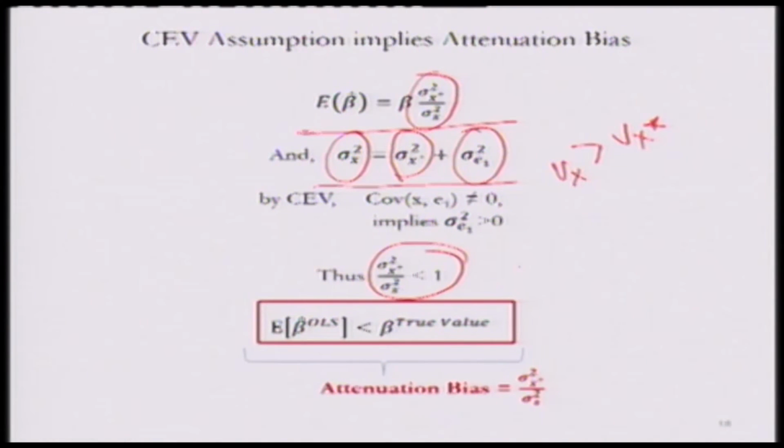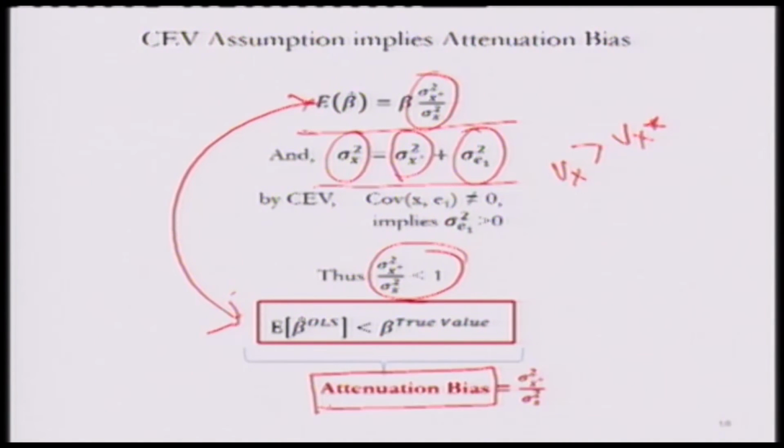What this does is very important, because we can pinpoint that this bias term is going to be less than 1. What we can say is that the expectation of beta hat OLS, which is going back to this step over here, is less than the true value of beta, because the bias is less than 1, what you are multiplying beta by. And this is called the attenuation bias, the classic attenuation bias, which is equal to the ratio of the variance of the true value of x and the variance of the observed value of x.